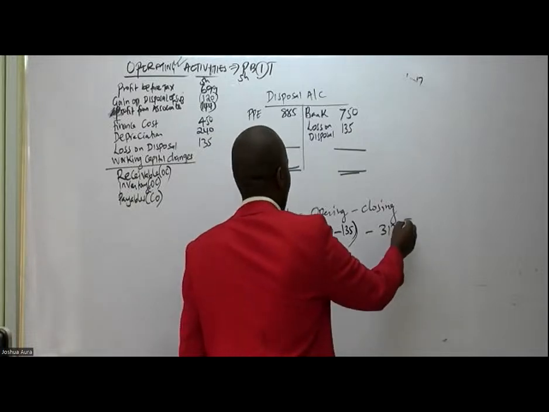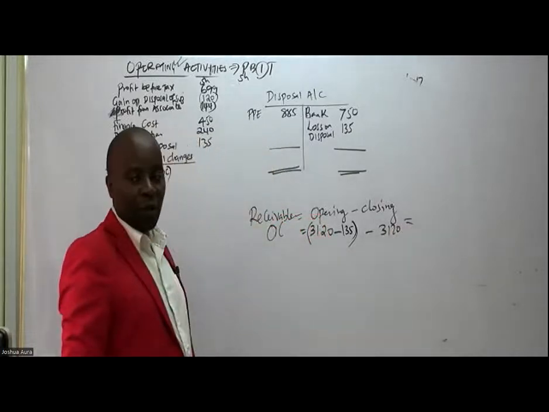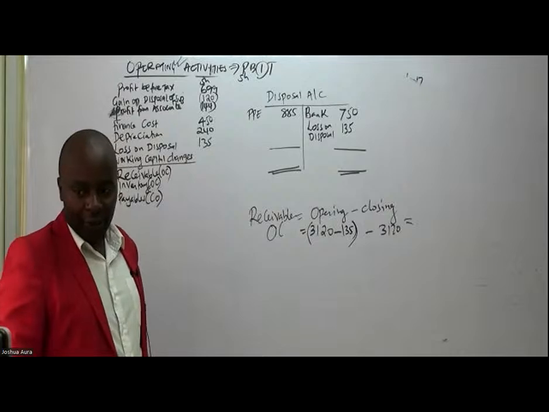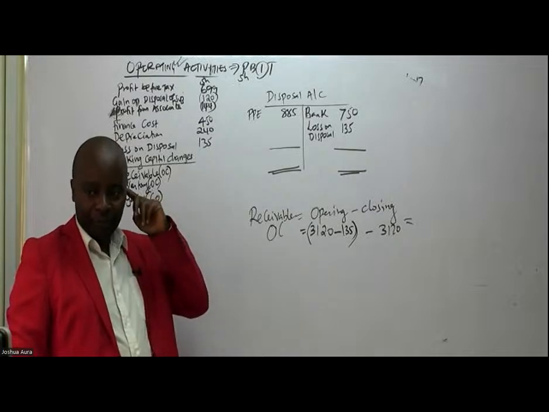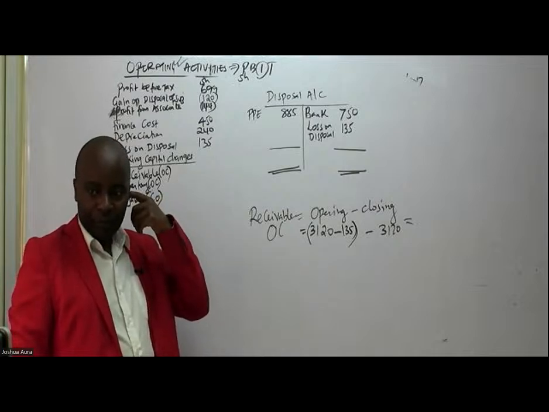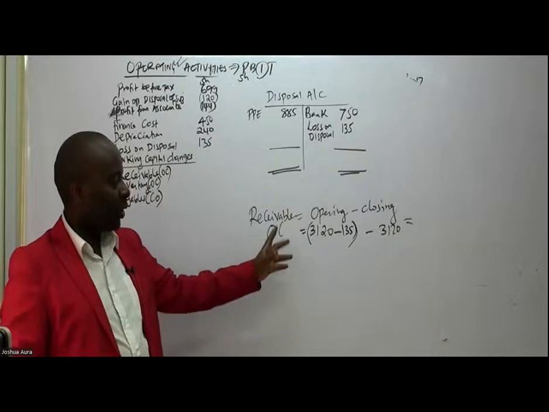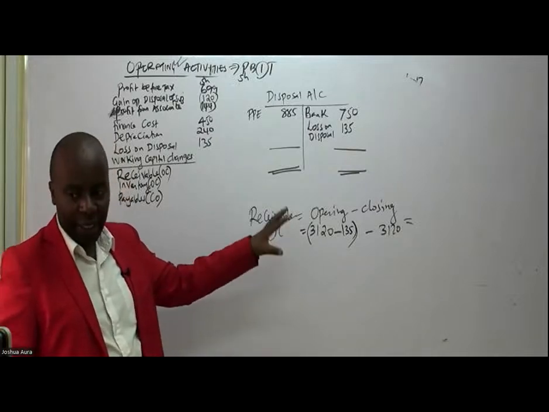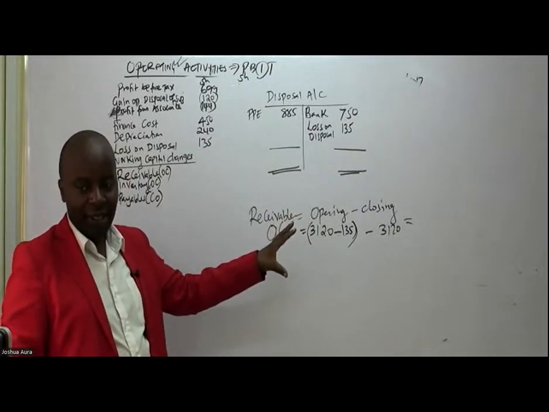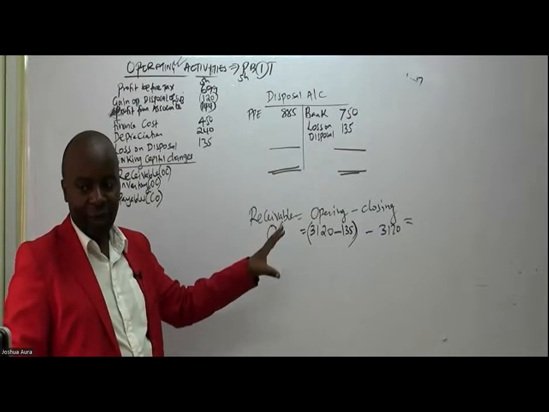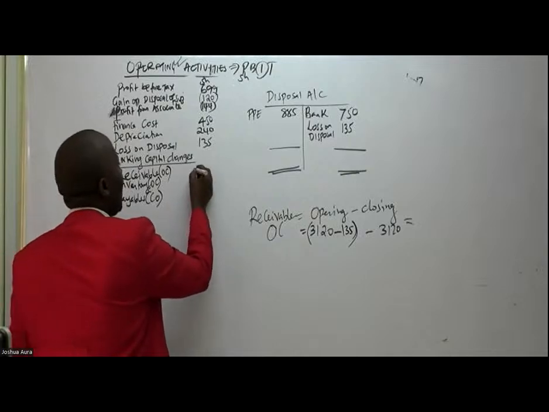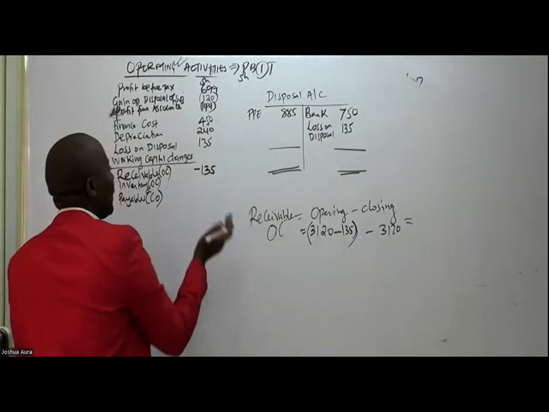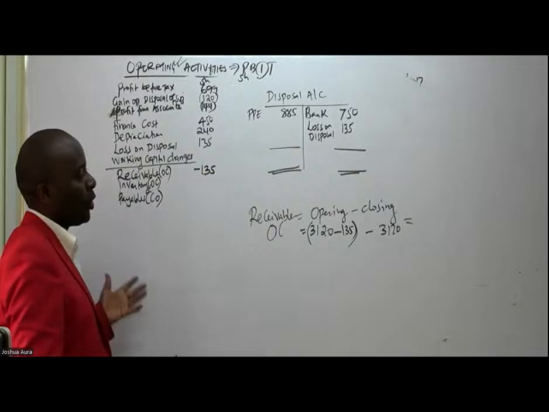Could you kindly give me the final answer? What do we have there? All right. So 3120 minus 135 in brackets minus 3120. Do we have a negative 135? Yes. So for receivables, it's a negative 135. So it's a cash outflow. That's how we handle working capital changes.